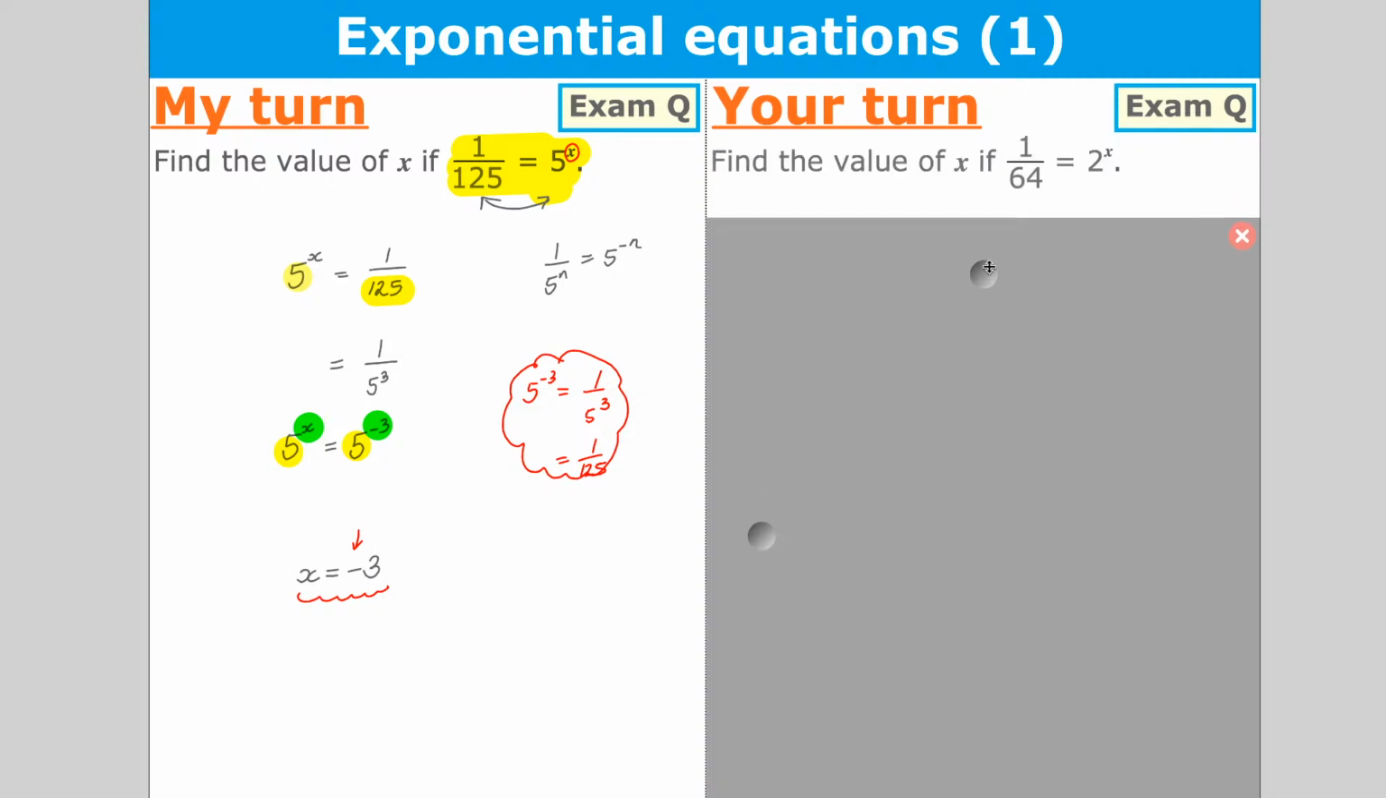Right, off you go. Over to you guys. Do not do it by inspection. Do it by written methods. Off you go.